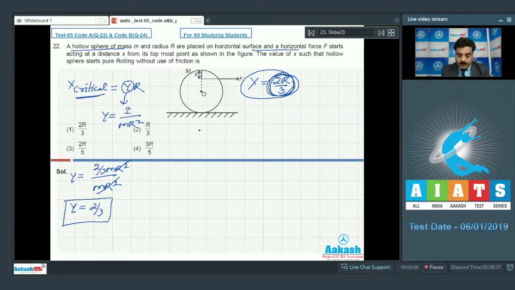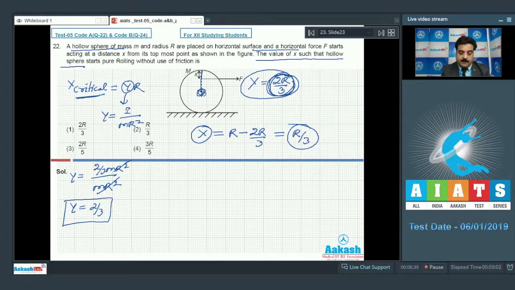Now x is equal to, because the total radius is r, I need to calculate the value of x. So x will be equal to r minus 2r by 3. As I said, 2r by 3 is the distance above the center of mass, because the center of mass will be here. So you will get r by 3. So the value of x such that the hollow sphere starts pure rolling without use of friction is r by 3. So I can say my option number 2 will be the right choice.